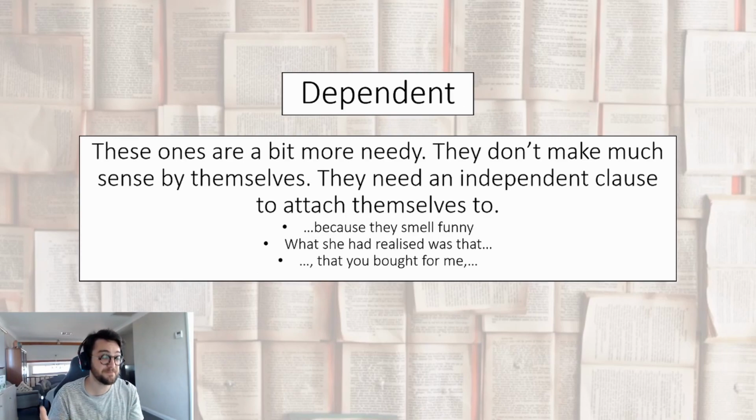A dependent clause is one that needs an independent clause to latch onto. Without an independent clause, a dependent clause can't exist. A lot like human beings, I guess. So these ones are a bit more needy. They don't make much sense by themselves. They need an independent clause to attach themselves to. So: because they smell funny, or what she had realized was that, or that you bought for me. These are all dependent clauses. Without an independent clause to attach themselves to, they don't really make much sense. They don't give you any information.